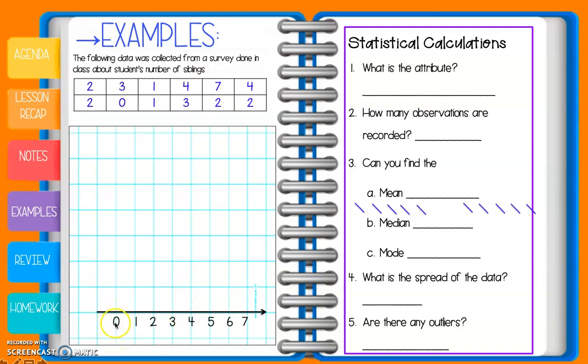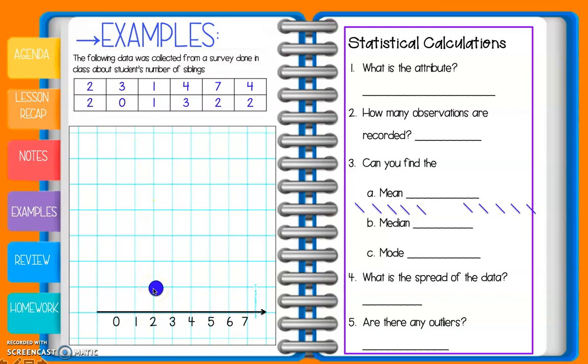We can just count by 1, 0, 1, 2, 3, 4, 5, 6, 7. Okay, now we're just going to go through our chart, and we're going to put a dot every time we see these numbers. Okay, so I see a 2, and the reason that I use graph paper is so that I can keep them nice and evenly spaced out. So I've got a 2, so I'm going to put a dot.